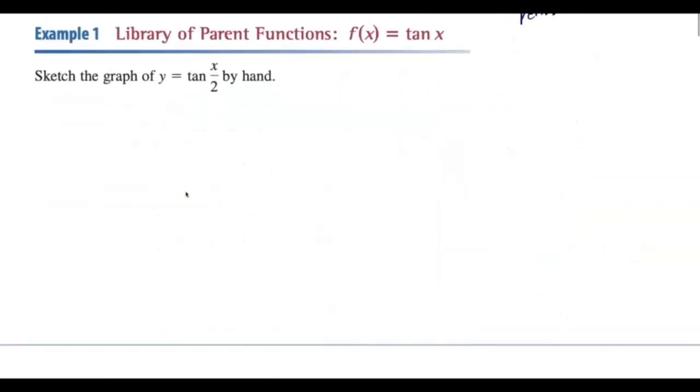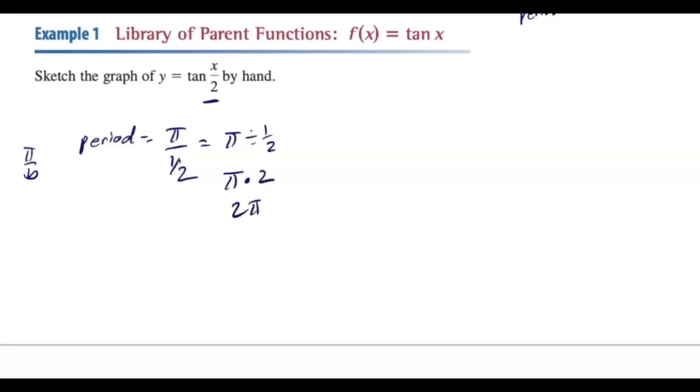So we're going to sketch this graph by hand. All I really have to worry about is the period. Period here is pi over 1/2, pi over b. Pi over b is my period. In this case, our b is 1/2. So it's pi divided by 1/2. Same thing as pi times the reciprocal, 2 pi. That's my period.